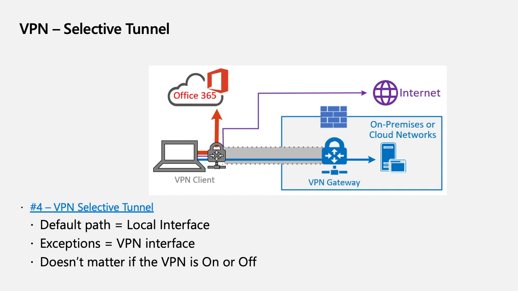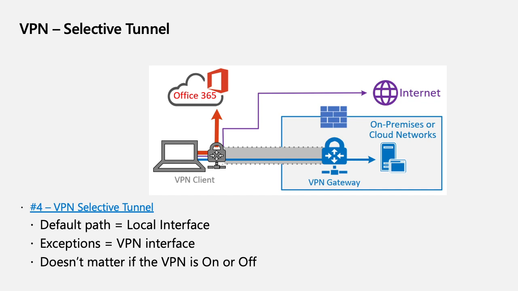In this model, when you connect to the VPN, your default path is still the local interface. So the VPN is not the default path. As you can see on the drawing, the orange and the purple lines indicate connections to the internet and to the Office 365 endpoints. And the user is able to connect to these endpoints directly using the local interface. The only line that needs the VPN is the blue line, where the connections are sent via the VPN path.